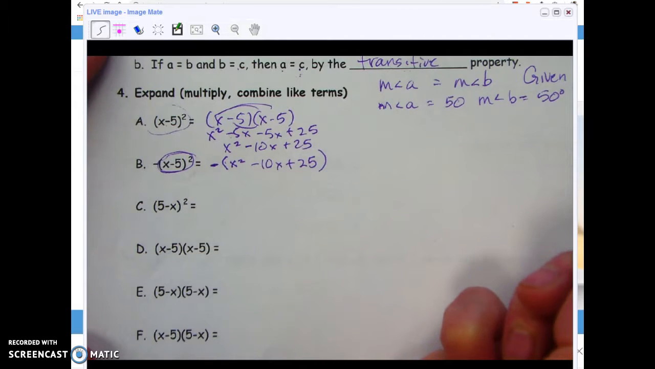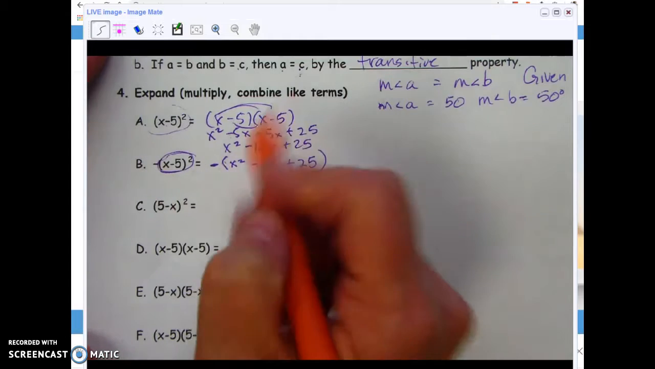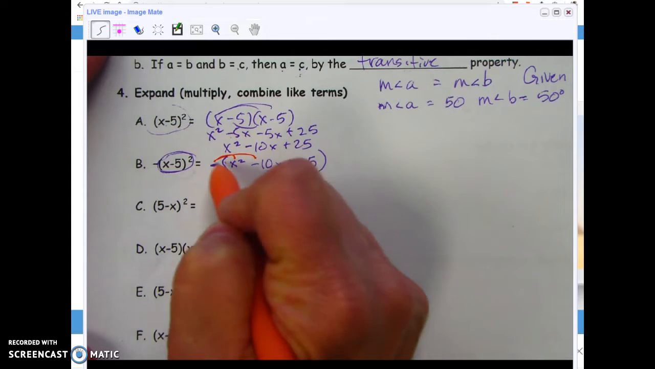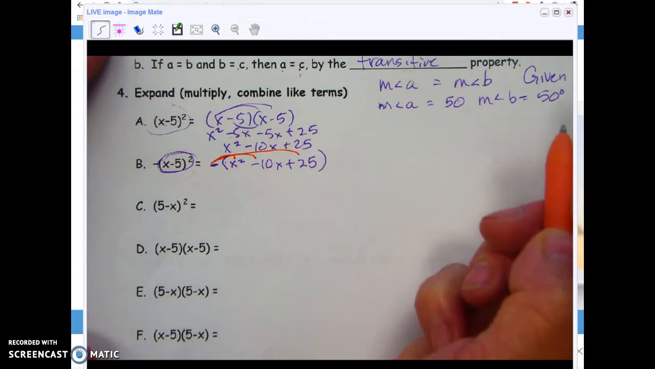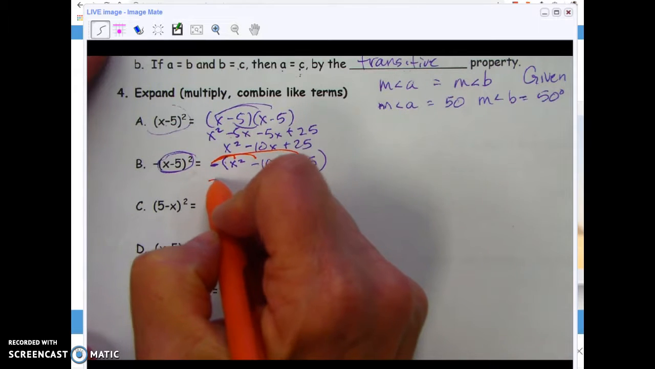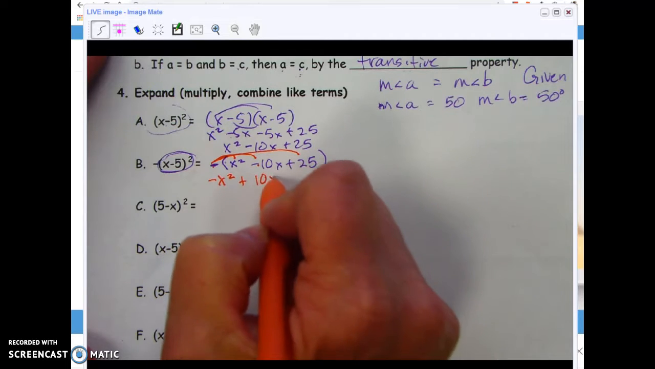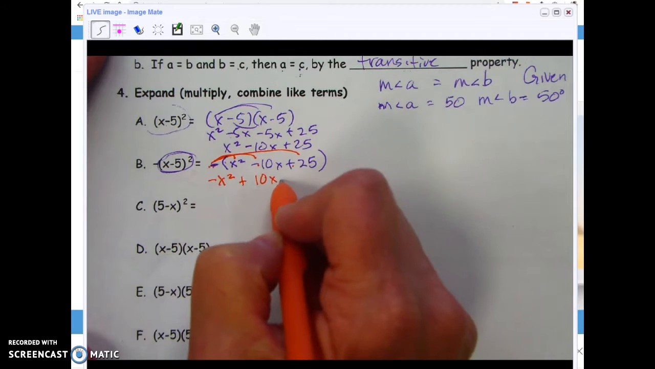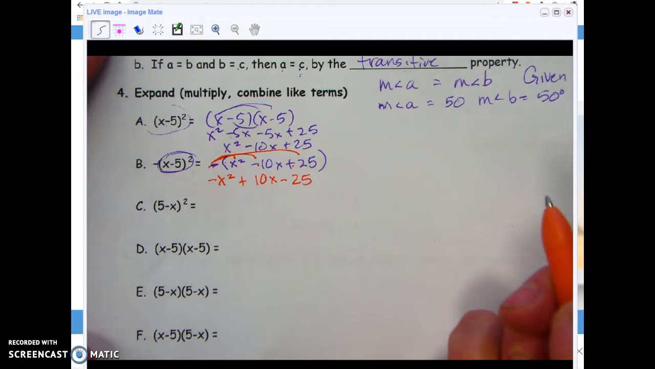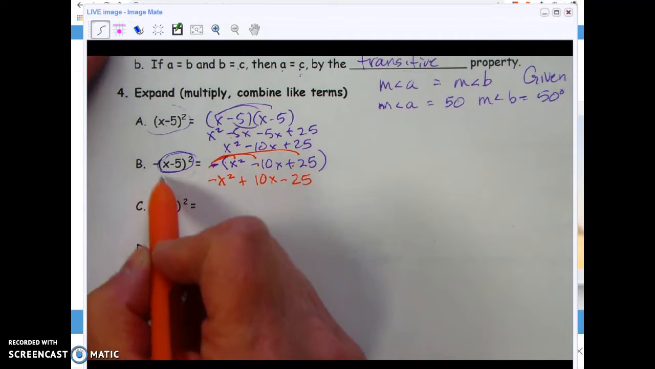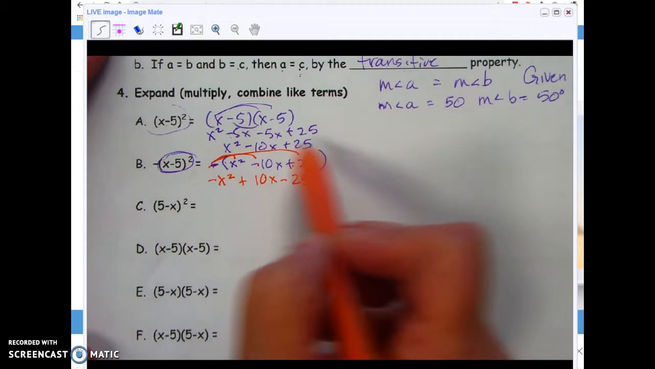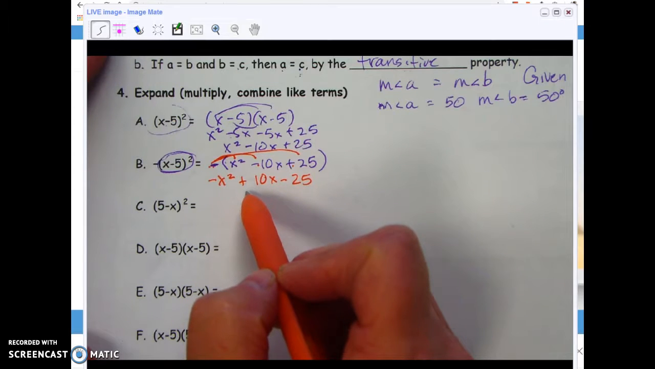Now I'm going to distribute the negative sign to this, to that, and to that. What am I going to end up with? Negative x squared. Negative times a negative, plus 10x. Negative times a positive, minus 25. And that's what I end up with in the second one. You can see that is not the same as that.